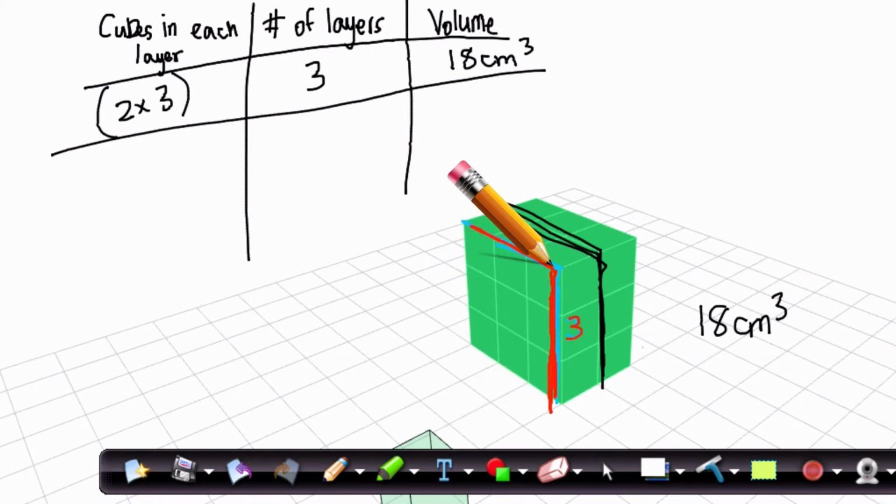Ooh, now it's like a Christmas rectangular prism. I like it. Okay, so 3 and 3, so 3 times 3 would be 9. So we know that the area of this layer is 9. So I'm going to write that over here as 3 times 3.